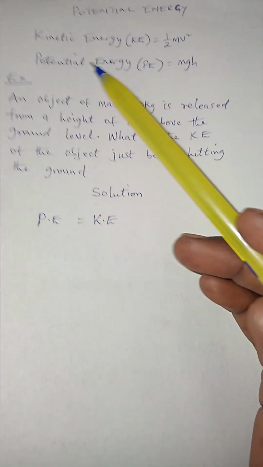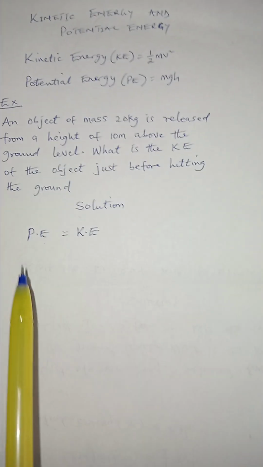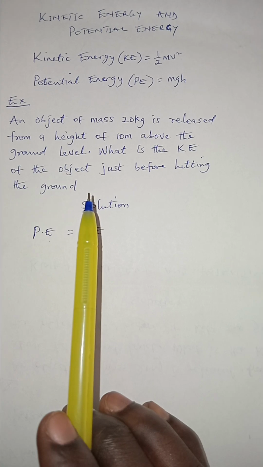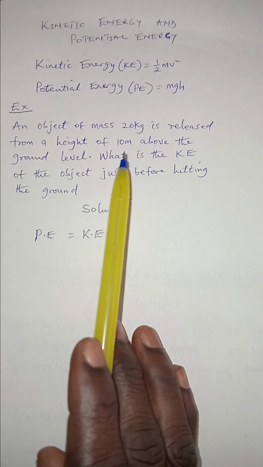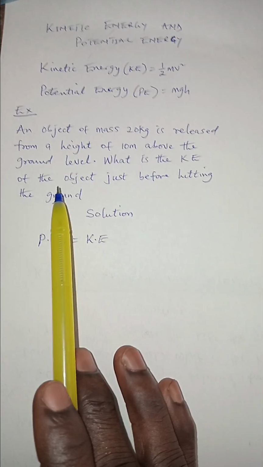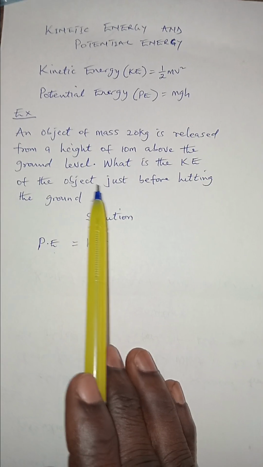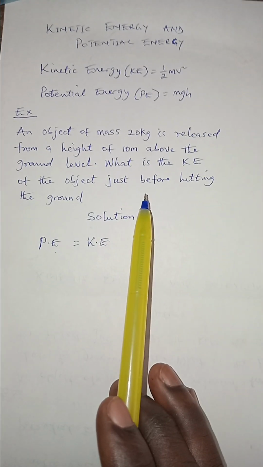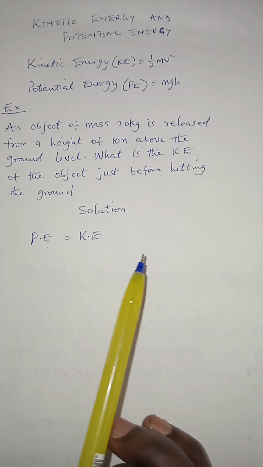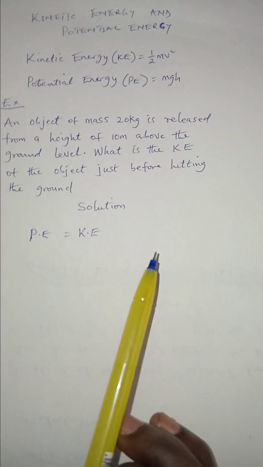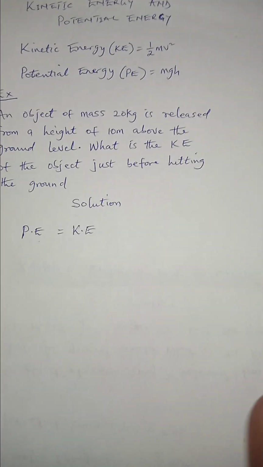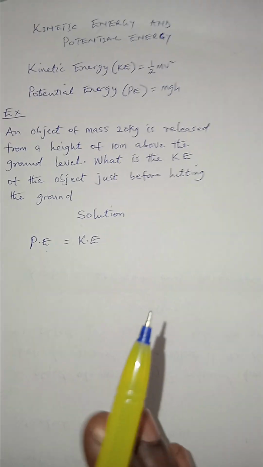Now let's look at an example. An object of mass 20 kg is released from a height of 10 meters above the ground level. What is the kinetic energy of the object just before hitting the ground? We know that any form of energy can neither be created nor destroyed, but forms of energy can be transformed from one form to another.